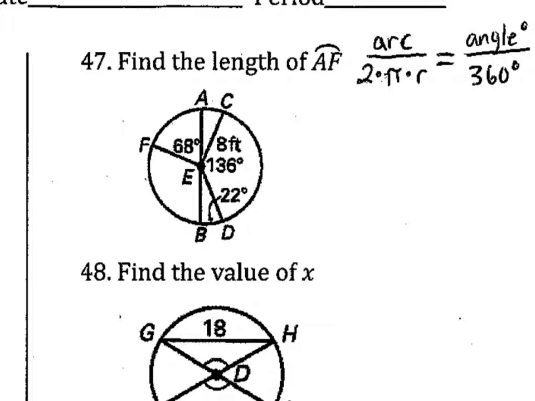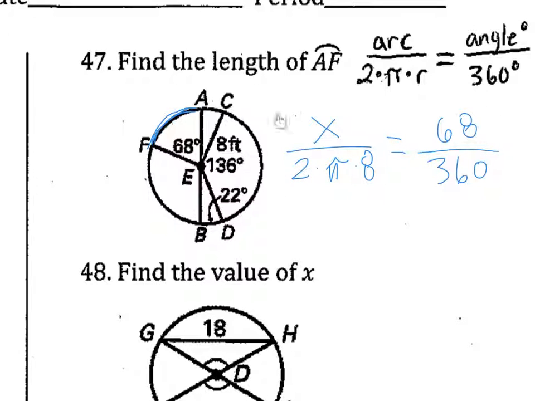On number 47, we want to find the length of A to F. So that's this arc right about here. Now, this one we're going to need to use this setup right here. So your arc, which we don't know, so that's going to be my x, over 2 times pi times the radius, which is 8 feet, is equal to the angle, which is 68 over 360. I'd first multiply these together and then rewrite this whole problem, then cross multiply. If you need any help, let us know.